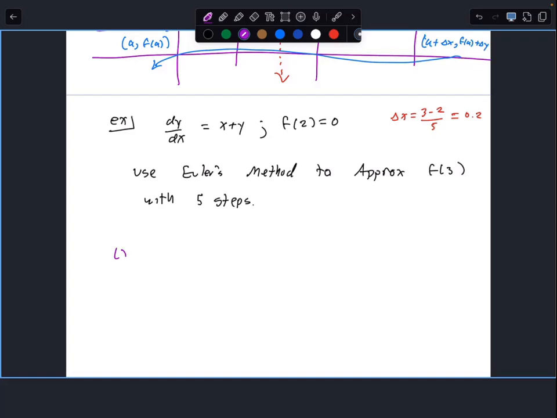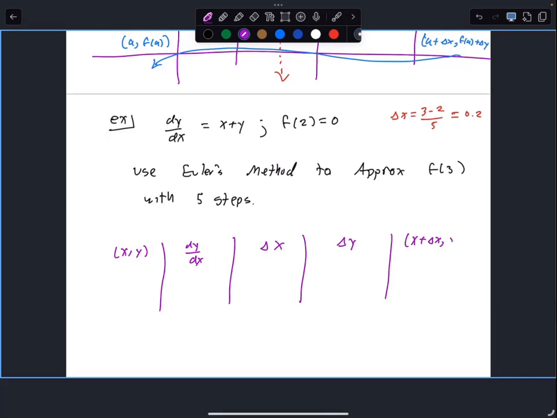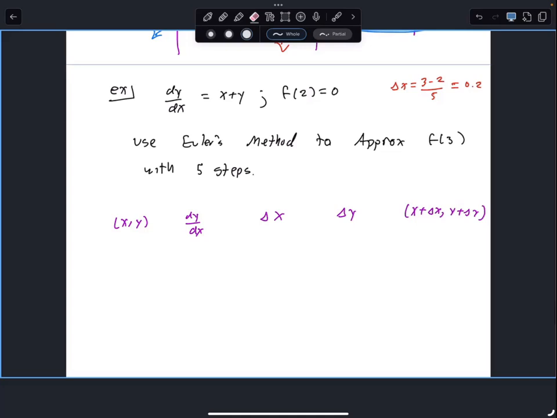So I have my x, y, my dy/dx, my delta x, my delta y, and then your x plus delta x, comma, y plus delta y. Remember, delta y is just multiplying the 2 values.